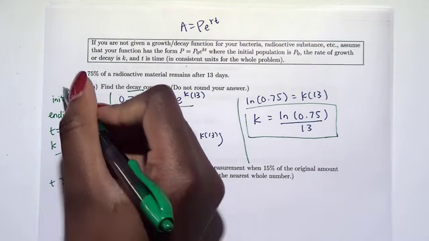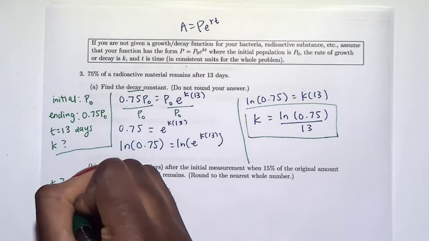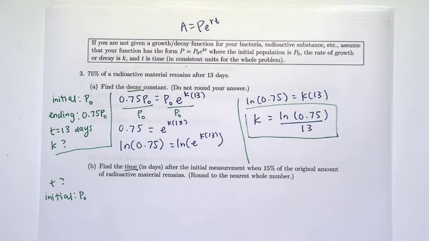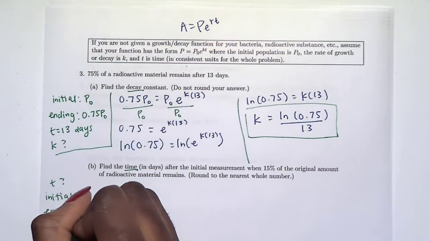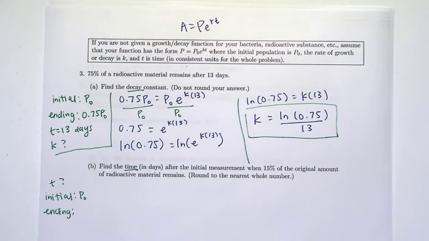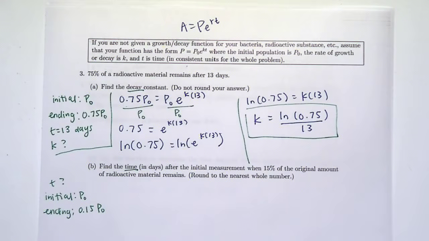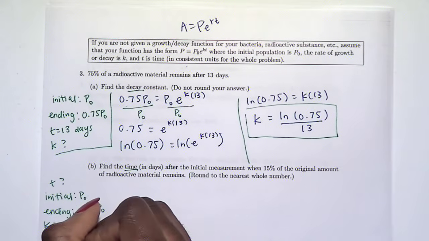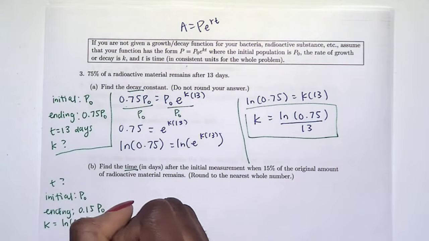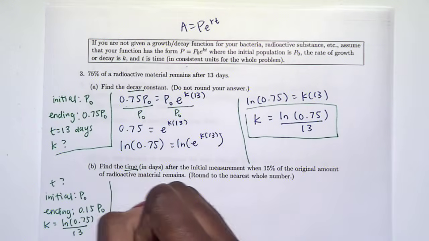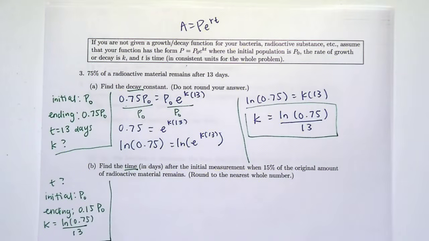Okay, so let's go back and run through the things we need. We need the initial amount. We don't know it. That's fine. We need our ending amount. Well, it says 15% of the original is our ending amount. So 0.15 P naught. Also, we need our decay constant. We found it in the previous problem. All right, so these are all the pieces. We're trying to find time. Now we just need to put it in our equation.